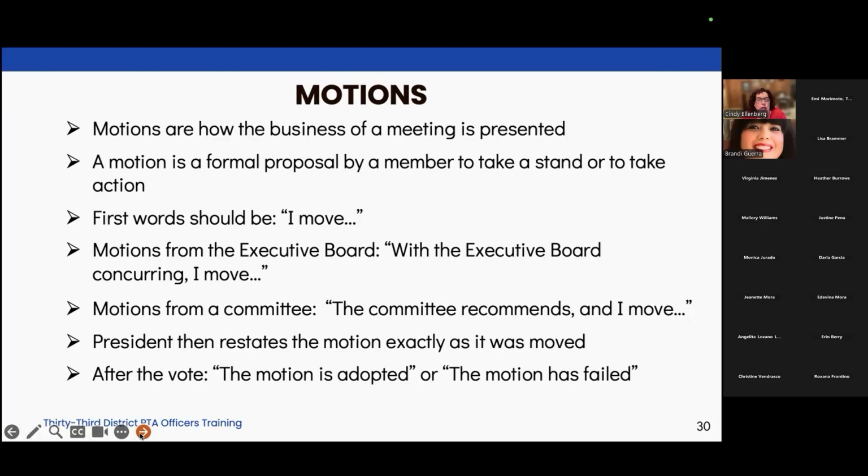So you move. If a motion is coming from the executive board to the association, it would start with the executive board concurring, I move. If a motion is coming from a committee, the verbiage is the committee recommends and I move. I move is the key start to any motion. The president then restates the motion exactly as it was moved. There is discussion and a vote. And after the vote, the motion is either adopted or has failed and needs to be listed in the minutes.